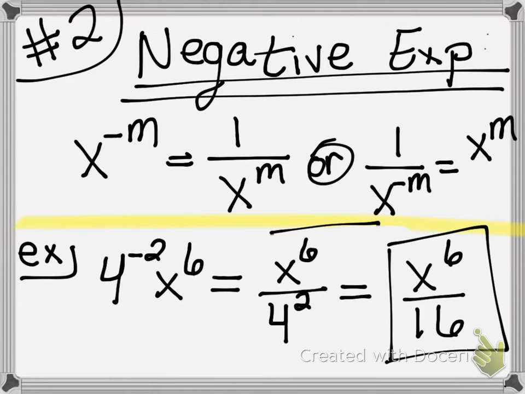What not to do? A lot of people take this number here and they think, oh, 4 squared is 16, and since it's a negative exponent, it should equal negative 16.